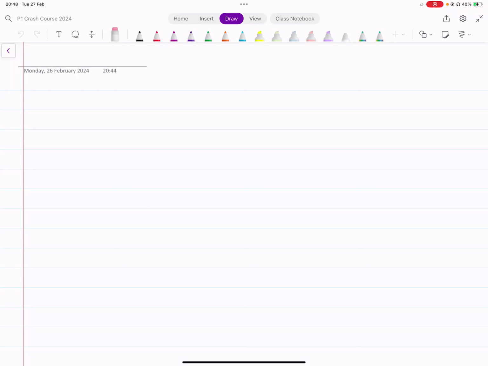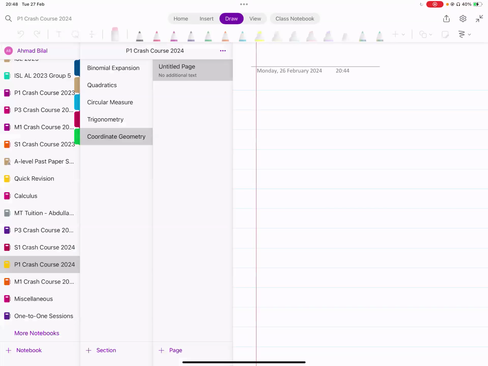So today we need to start our next topic, which is coordinate geometry. We are done with 4 topics until now: binomial expansion, quadratics, circular measure, and trigonometry. Binomial and circular measure were relatively smaller topics. Quadratics was relatively bigger, and trigonometry was quite big. It took us quite some time because there was a lot of detail in this topic. Now, today we are starting the next one, which is coordinate geometry.